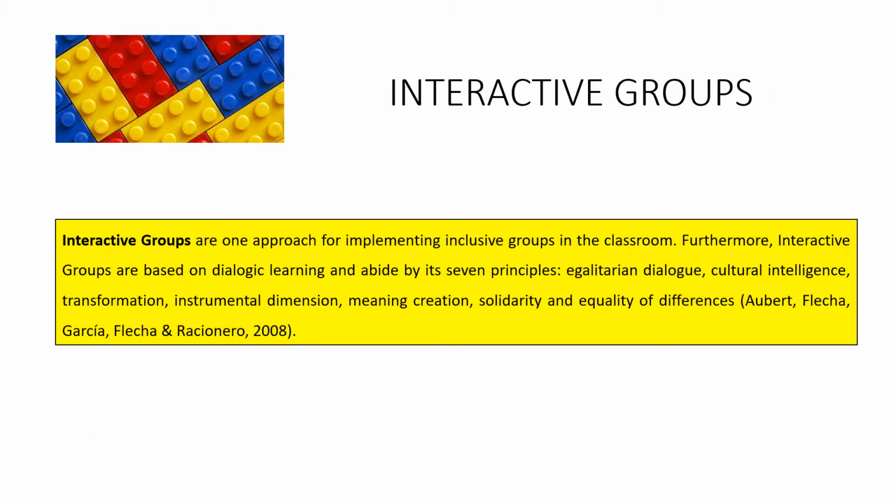There are different success actions which can be developed at school: dialogical talks, interactive groups, tutorized libraries. In this case, we are going to focus on interactive groups. They are one approach for implementing inclusive groups in the classroom. Furthermore, interactive groups are based on dialogical learning and abide by its 7 principles: equalitarian dialogue, cultural intelligence, transformation, instrumental dimension, meaning creation, solidarity, and equality of differences.